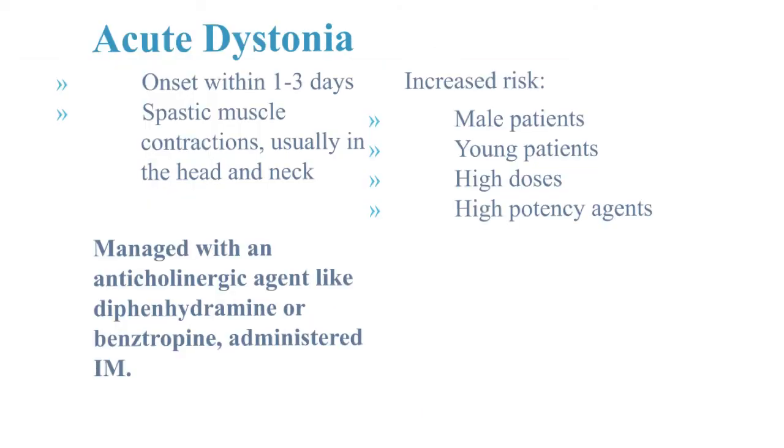You may notice within the first 1 to 3 days a spastic muscle contraction, usually in the head and neck. This is what we refer to as acute dystonia. Male patients are more at risk, young patients more at risk, and we see it in high doses and higher potency agents. We can manage it with an anticholinergic agent like diphenhydramine or benztropine administered IM. It's something to warn the patient about, and certainly something to watch for in the first days of monitoring.